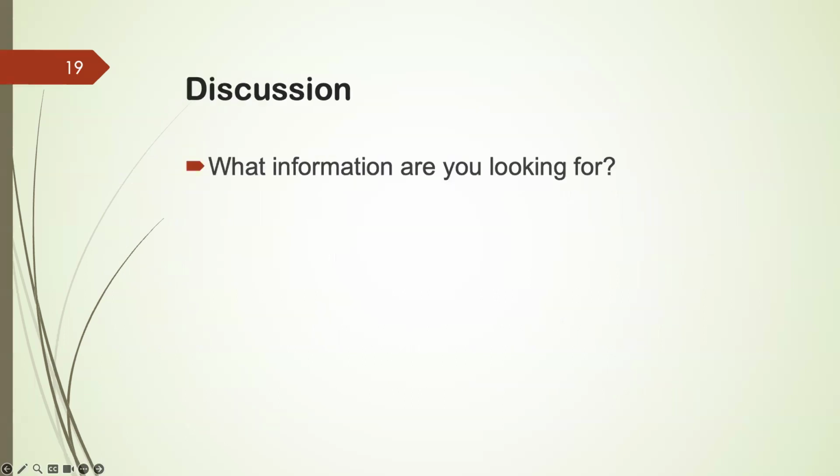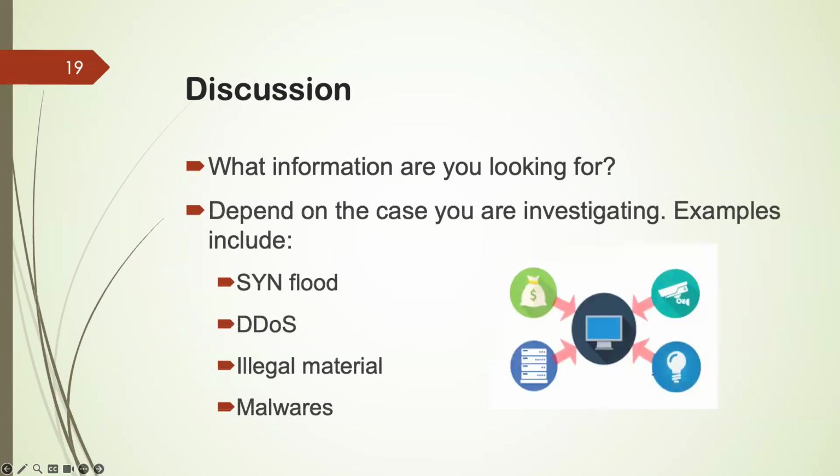All right, so next a question might come to your mind: what type of information are we looking for in each case? That depends on the actual nature of the case. For example, take a SYN flood. What is a SYN flood? It is a specific type of network attack in which the attacker leaves the TCP three-way handshake incomplete. To perform a complete TCP connection, you have to do a three-way handshake: the client sends a SYN message, then the server responds with an acknowledgement, SYN ACK, and then the client sends a third message.